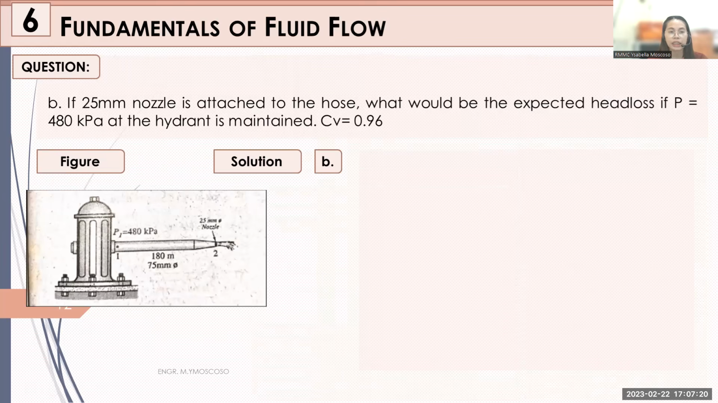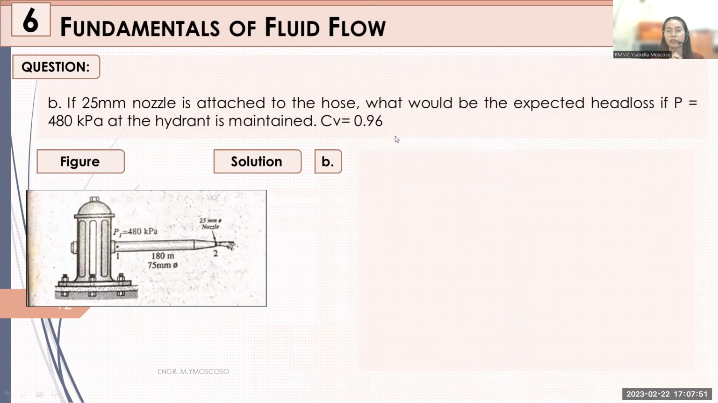Sabi niya, if 25 mm nozzle is attached to the hose, what would be the expected head loss if P equals 480 kPa at the hydrant is maintained? Let us use CV as 0.96. As you can see, yung hose ninyo, nilagyan na natin ng nozzle.